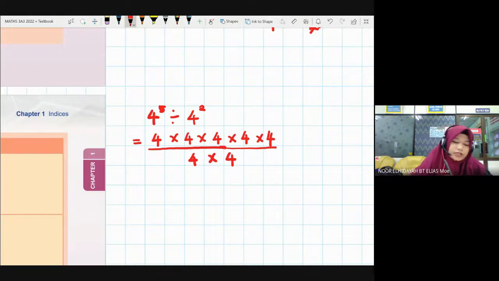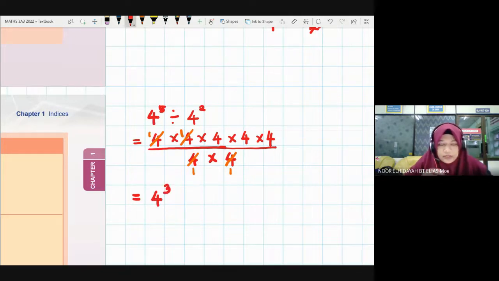Okay, alright. So apa yang awak buat? Awak simplify. Potong, potong. Awak belajar potong, potong. So tengok apa yang tinggal. Okay, so yang ni yang awak dah apply semasa form 1. So the answer is 4 to the power of 3. Kita akan baca yang tinggal tu sahaja. 4 to the power of 3.